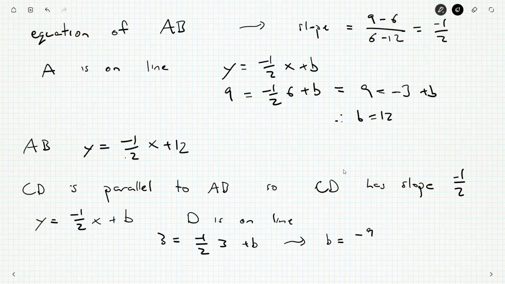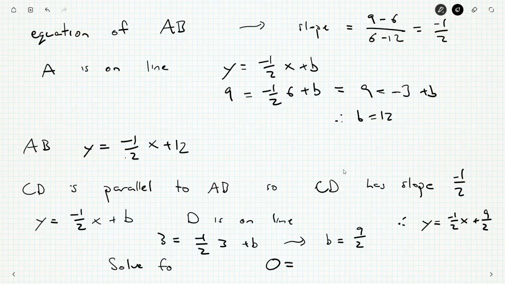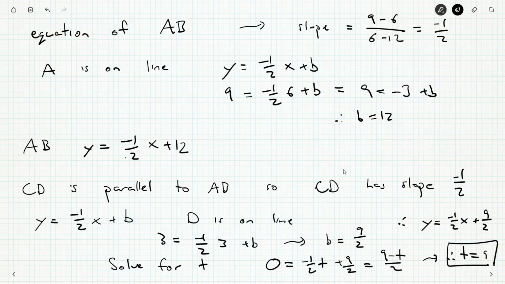So b is positive 9/2. So therefore the equation of the line is y is negative 1/2 x plus 9/2. Oh, I already figured that out a little while ago, but I'm redoing A to be a little more accurate, to show you what you should be writing down. So solve for t. So 0 is negative 1/2 t plus 9/2, which is 9 minus t over 2. Therefore, t is 9. Okay, I managed to fit it all in one page.